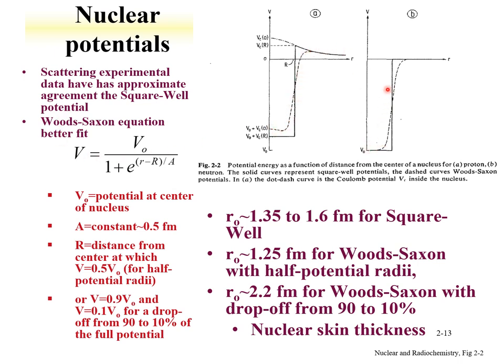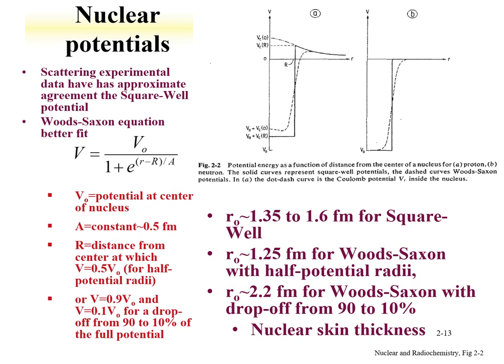The difference is you see that for the square well, the distance here is a little bit smaller at the bottom of the potential, larger at the top of the potential. But the reason for this is that the Woods-Saxon potential can describe some of the variations in nuclear density as a function of distance from the center of the nucleus. And you can determine something about a potential by understanding the potential at the origin and applying this equation, where R is the distance from the center at which you get a half potential, a is a constant, and this is the potential at the center of the nucleus.